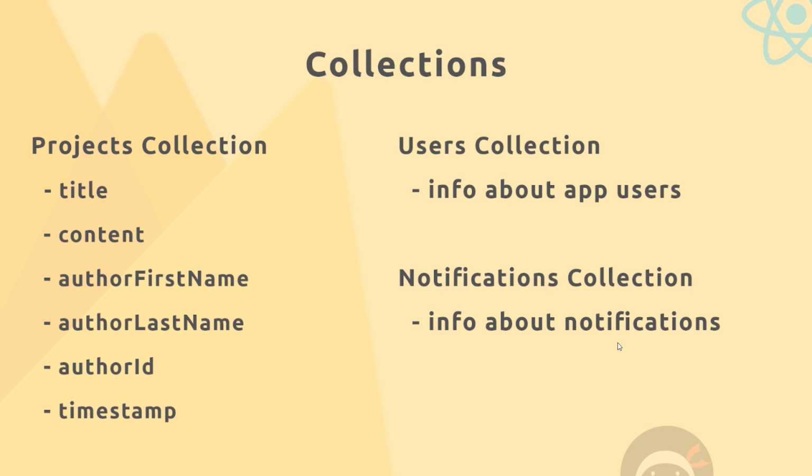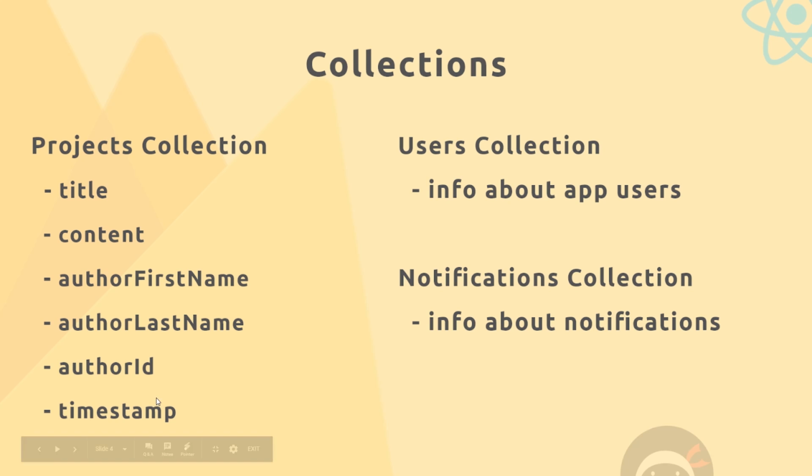So in our project, in the whole React application, we're going to use three collections. First of all, we're going to have our projects collection, which we just talked about. And the fields inside this collection are going to be the title field, the content field, the author first name, author last name, the author ID, that is the user ID, if you like, of who created this project, and also a timestamp so that we know when the project was created.